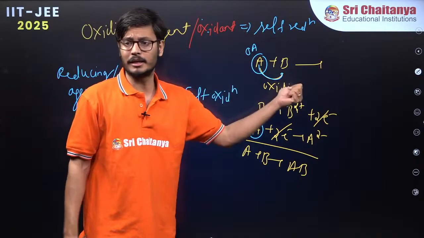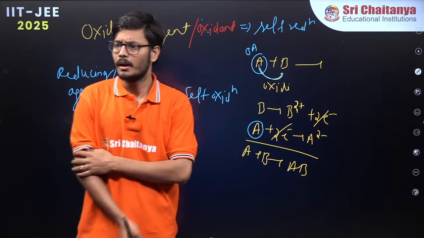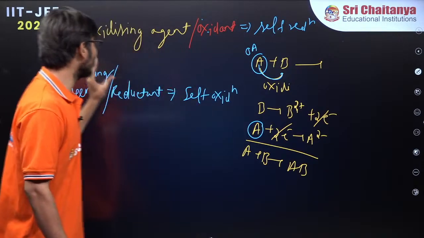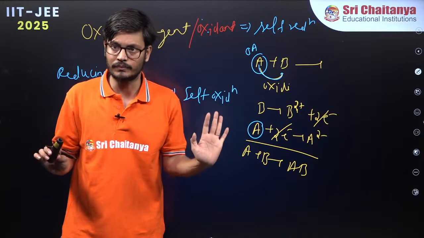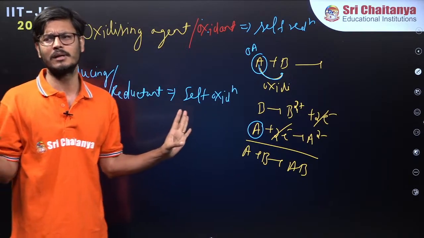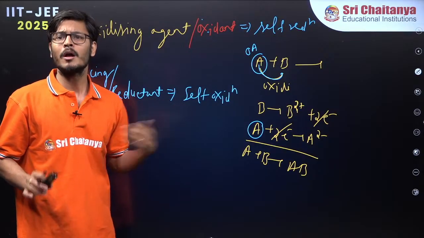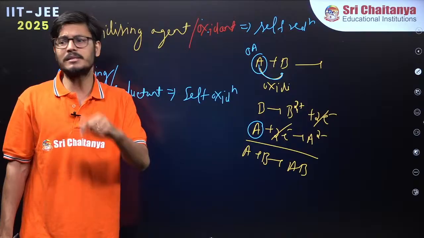And oxidizing agent means self का reduction. As simple as that. तो कभी डाउट ही नहीं होगा. बस इतना याद रखो. Oxidizing agent means self का reduction. Reducing agent means self oxidation. You will never get confused about this. Just remember these two statements: oxidizing agent means self ka reduction and reducing agent means self ka oxidation.